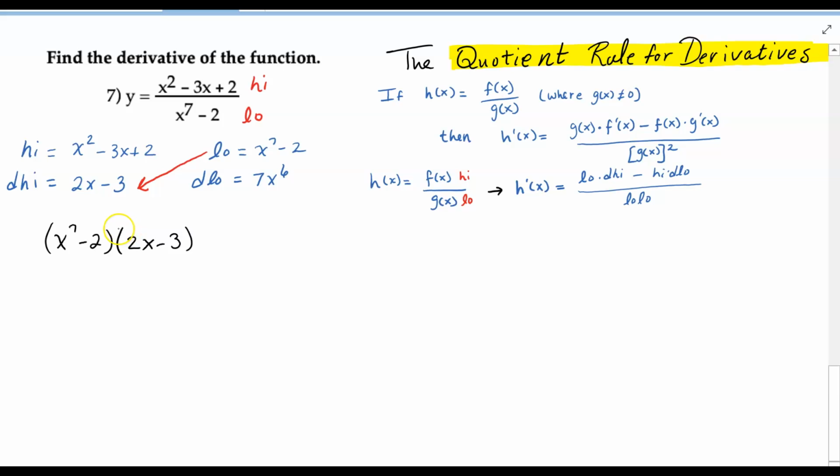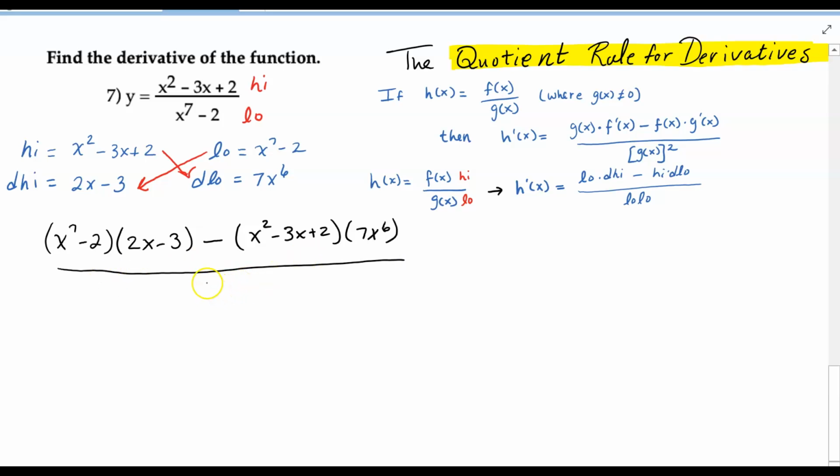That's low d high minus high d low, which is going to be x squared minus 3x plus 2 multiplied by this right here, 7x to the 6th, over low low, which is what?